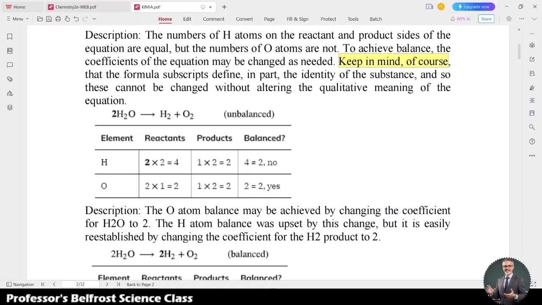So let's see. We add another coefficient. We add 2 to the coefficient on the left side. So we have 2H2O yields H2 plus O2. Is this balanced now? For oxygen, yes, the answer is yes, but not with hydrogen. With hydrogen, 4 is not equal to 2. So this is still wrong.